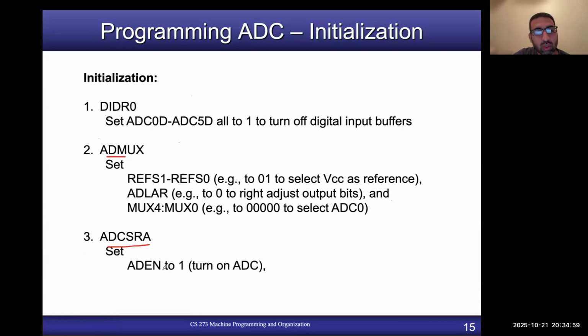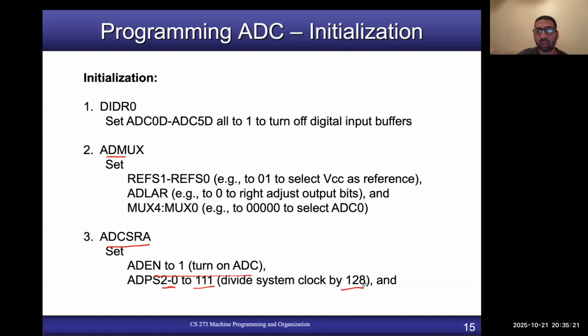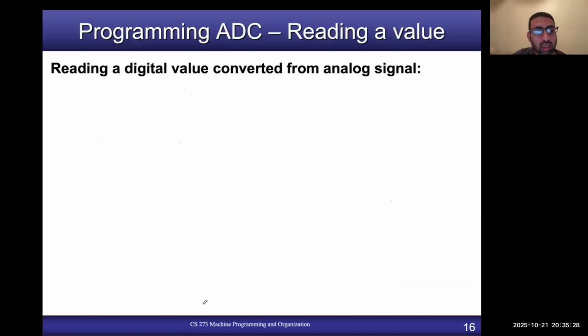For example, you first need to enable the ADC, and you also need to select the prescaler for the divide. If you select all ones in the lower 3 bits of the ADCSRA register, you are saying to divide the source clock by 128 and then provide the resultant frequency as input to the ADC component. You can set the rest of the bits to 0 in initialization. So this was just initialization.